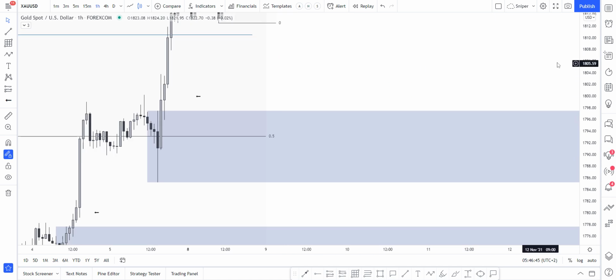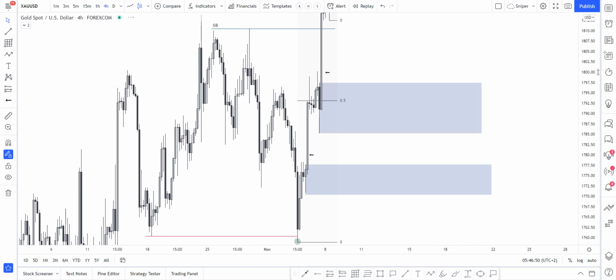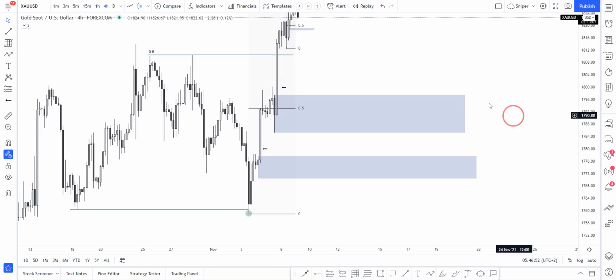So I have the targets that I'm looking for when we go down, but when we go down, that is the question still. Right, so that's it for me this morning.